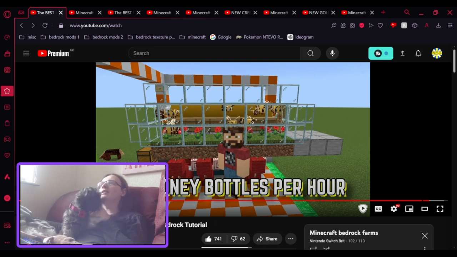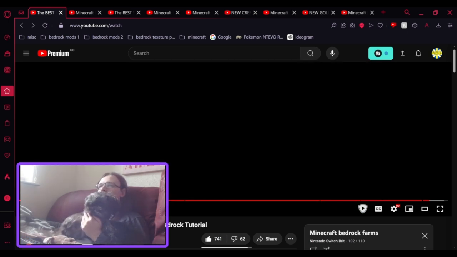And this one will produce 12,480 essence per hour, or 12 diamonds per hour. See, not super great, but still, it's not in the negatives at least.